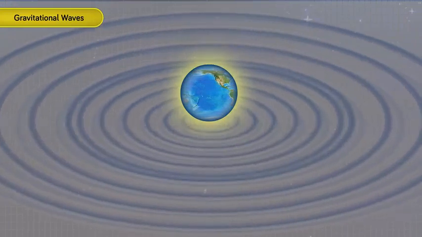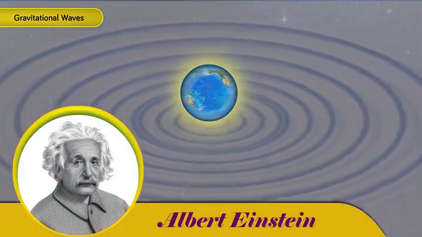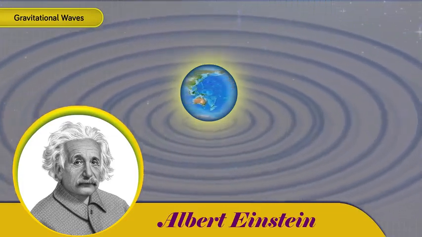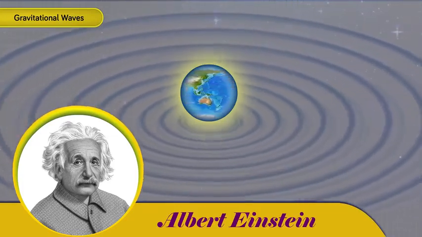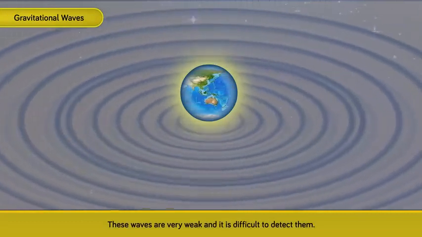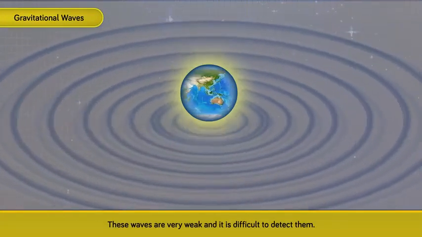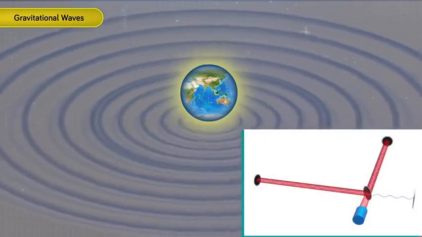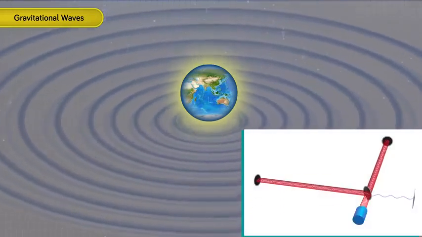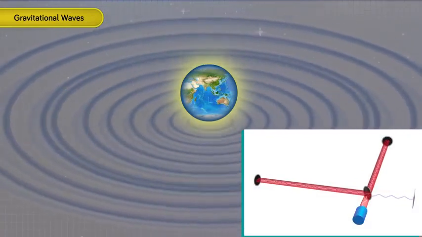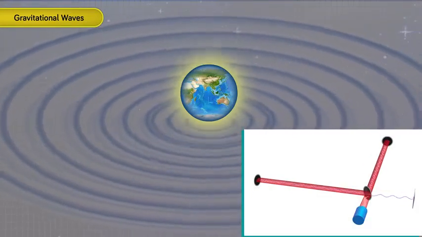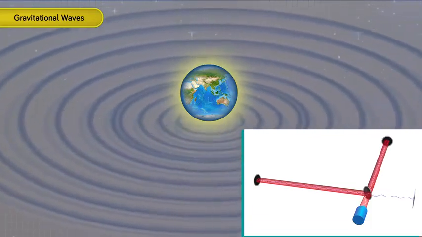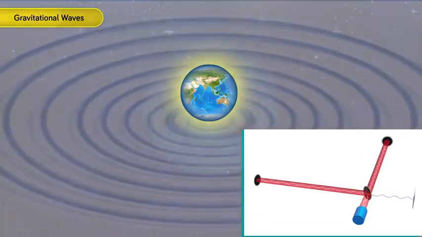Albert Einstein predicted the existence of gravitational waves in 1916 in his Theory of Relativity. These waves are very weak and it is difficult to detect them. So, a special kind of instrument was constructed by scientists for detecting gravitational waves emitted by astronomical sources. The instrument used is called Laser Interferometric Gravitational Wave Observatory.